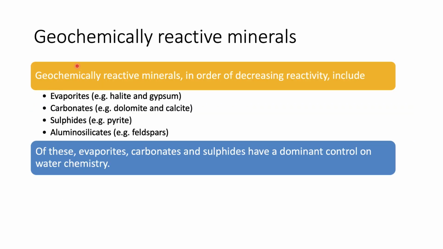So let us look at what are the geochemically reactive minerals. The geochemically reactive minerals in the order of decreasing reactivity are evaporites, that is halides and gypsum, carbonates, dolomite and calcites, sulfides, pyrites, aluminosilicates, example feldspar. Of these, evaporites, carbonates and sulfates have the dominant control in water chemistry.